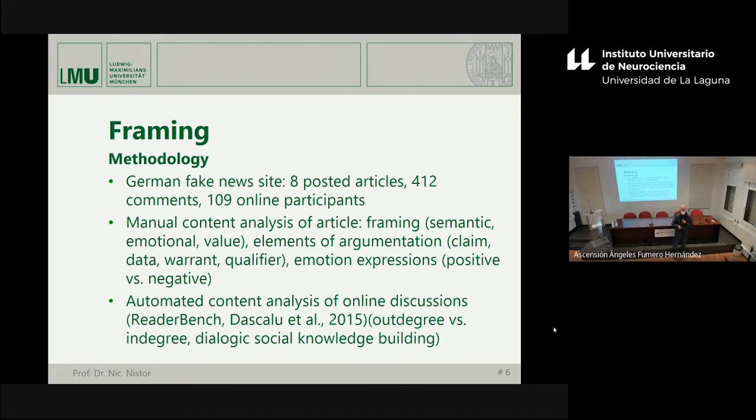And talking about automated analysis, we have used a system for automated analysis of collaborative dialogue, especially of online collaborative dialogue. That's the last point on this slide. The system is called Reader Bench. You can find it on the internet. And it's very interesting and very important to explain a bit what this Reader Bench is doing. It is based on semantic similarities. That means we can talk with each other.